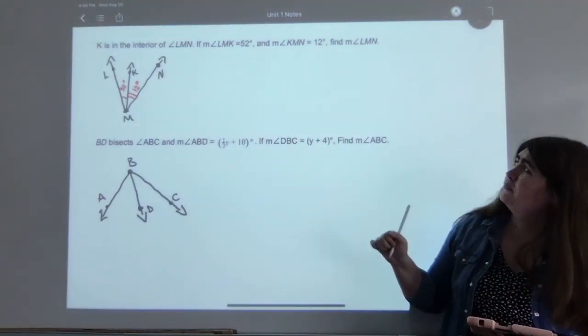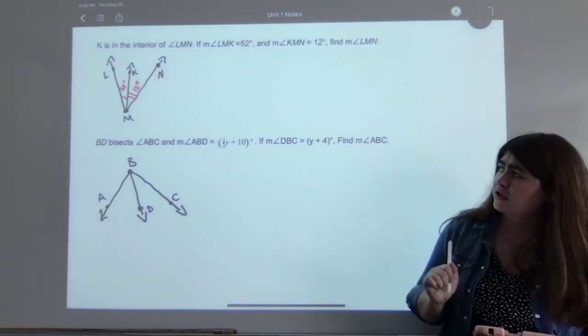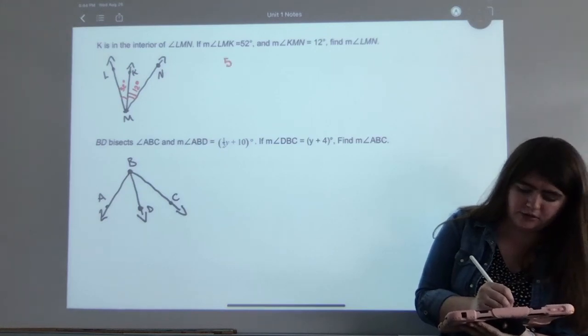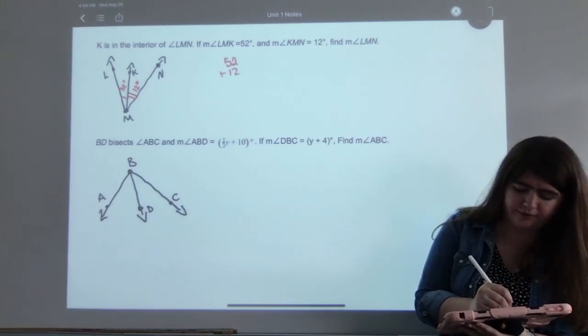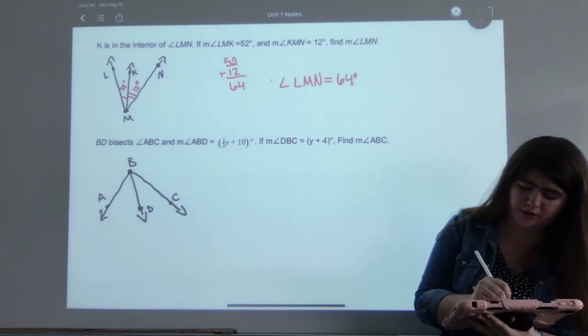Alright, so if I'm trying to find the measure of angle LMN by the angle addition postulate, I can just add those two angle measures together. So 52 plus 12 is equal to 64. So the measure of angle LMN is equal to 64 degrees.